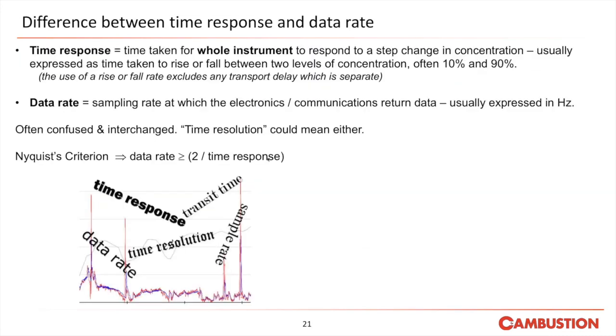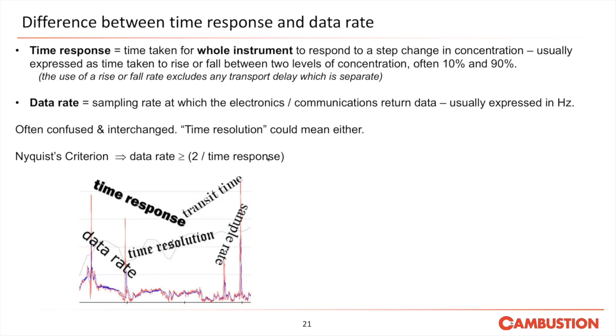So what do we mean by time response? It means the time taken for the whole instrument to respond to a step change in concentration. We usually express this as the time taken to rise or fall between two levels of concentration, often 10% and 90%. So we call this T10 to 90. This is not the same as the transport delay, which is the time taken for the sample to go through the pipes in the system, which is also constant, but it's simply a constant offset when aligning instruments.